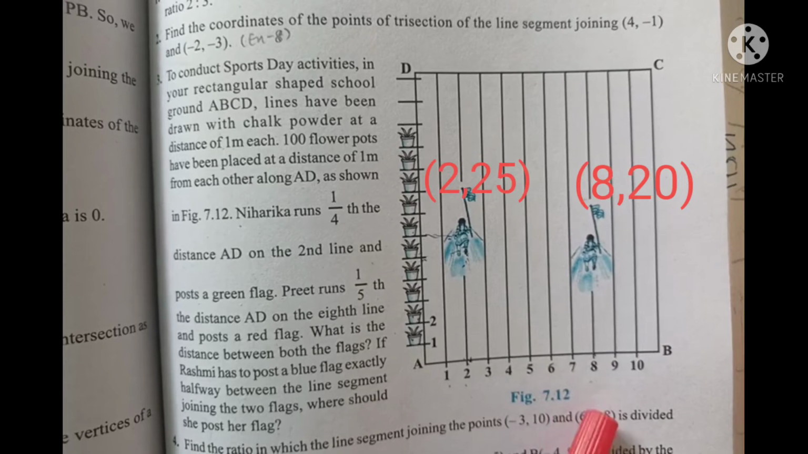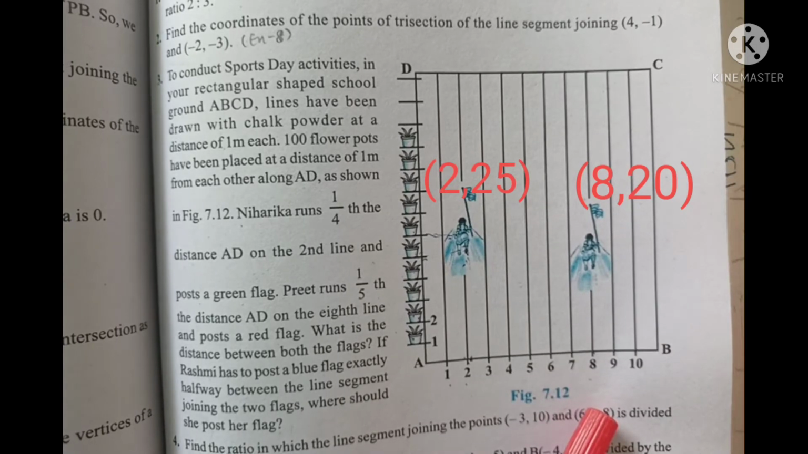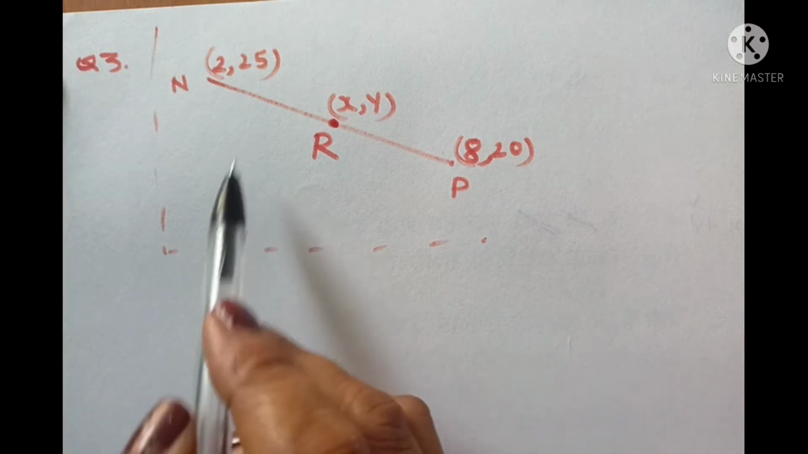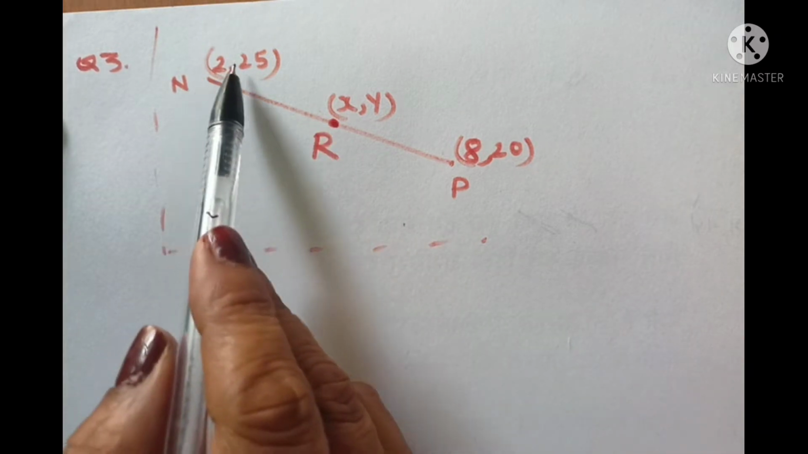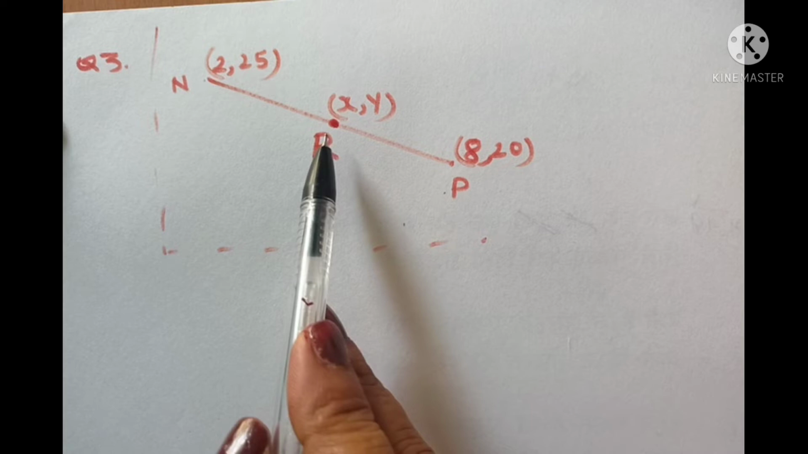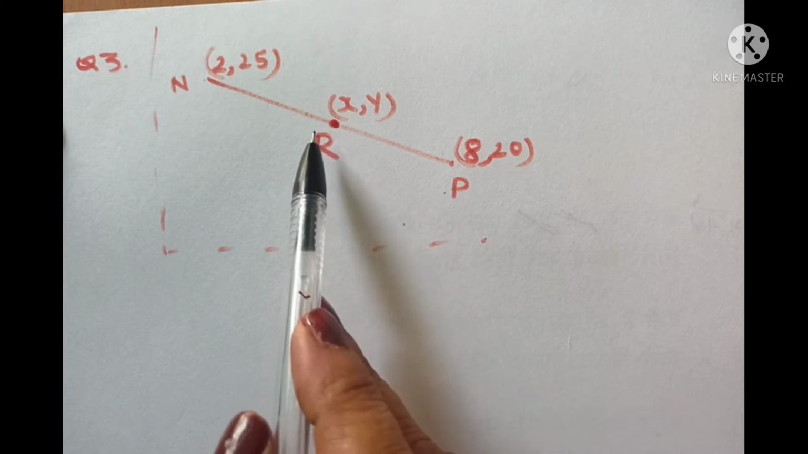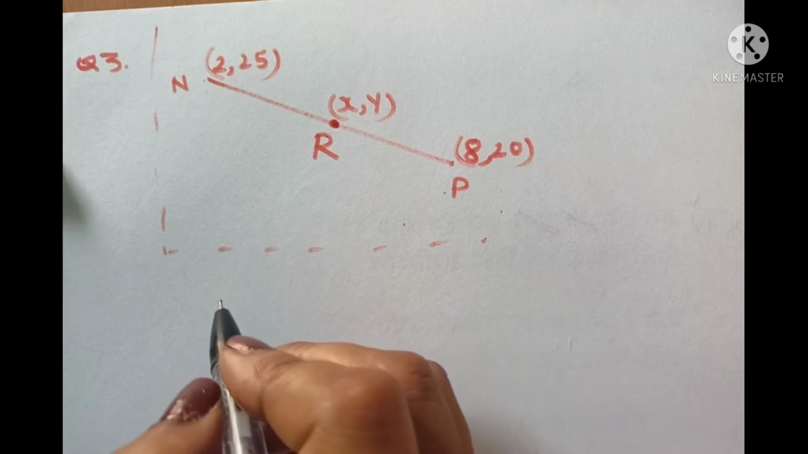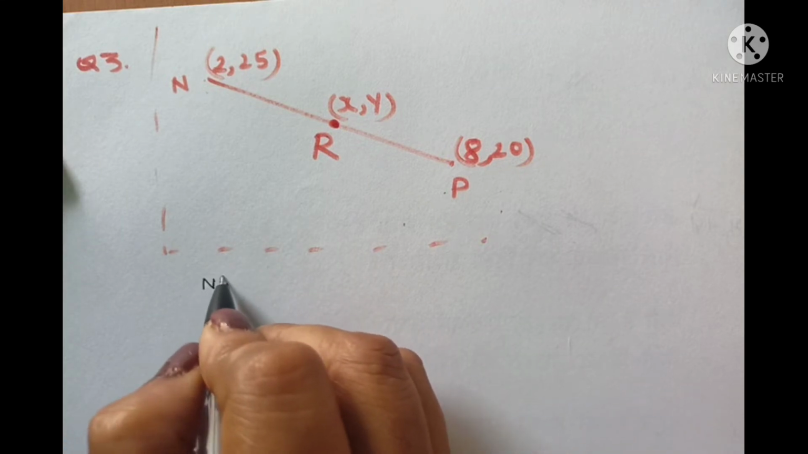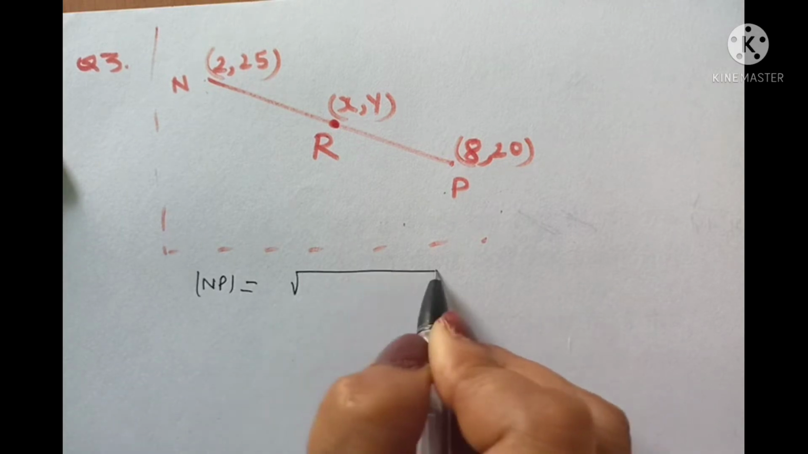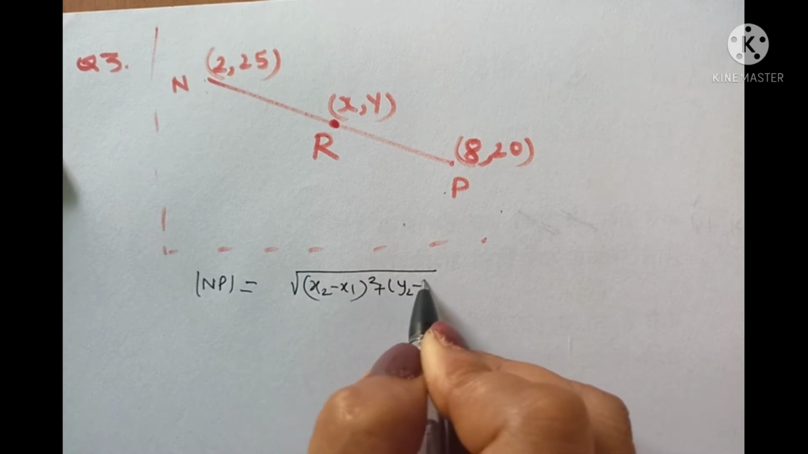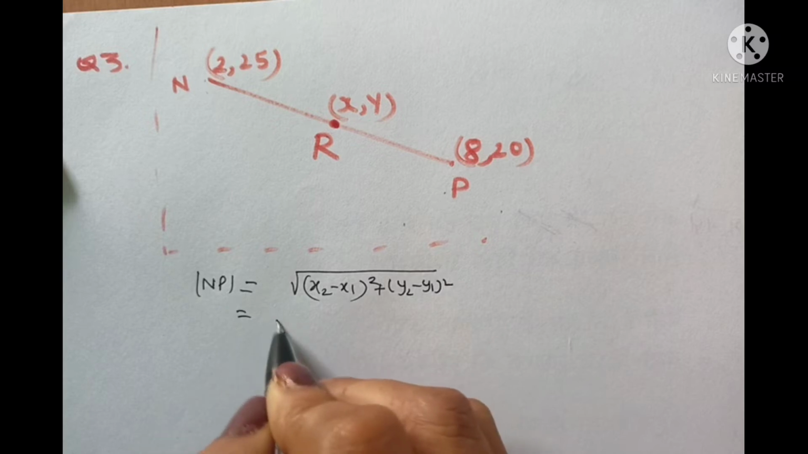So let us first draw a rough figure and write down the coordinates of Niharika and Preet. So this is the rough figure where we have coordinates for Niharika and Preet, and we have to find the coordinates of Rashmi, which is exactly midway between N and P, and also the distance between N and P. So let us find out the distance NP. You remember the formula, it is the square root of (x2 minus x1) whole square plus (y2 minus y1) whole square. So let me put in the values.